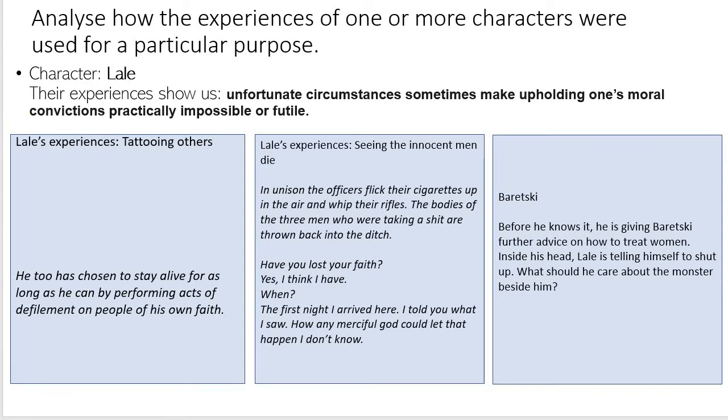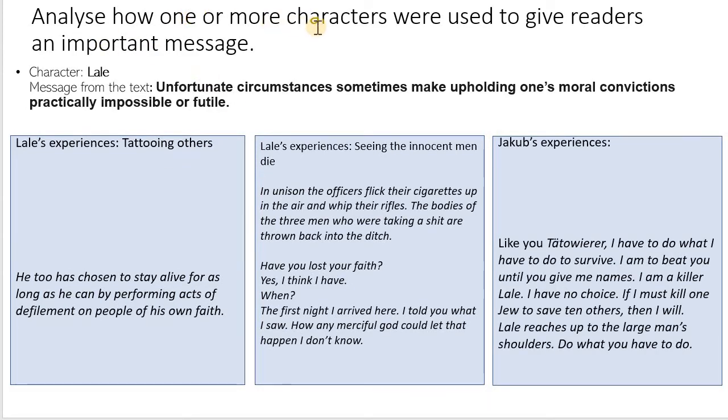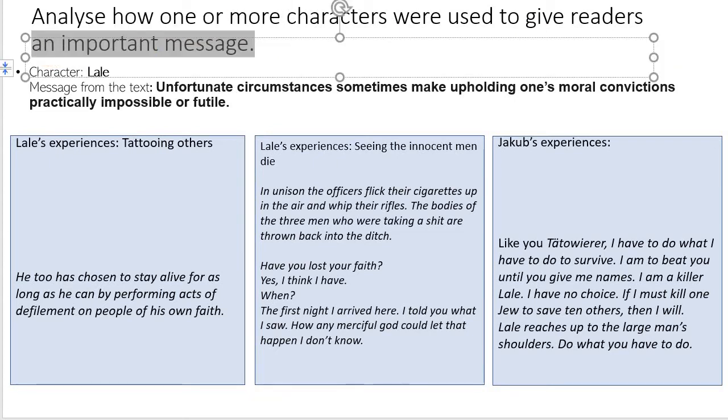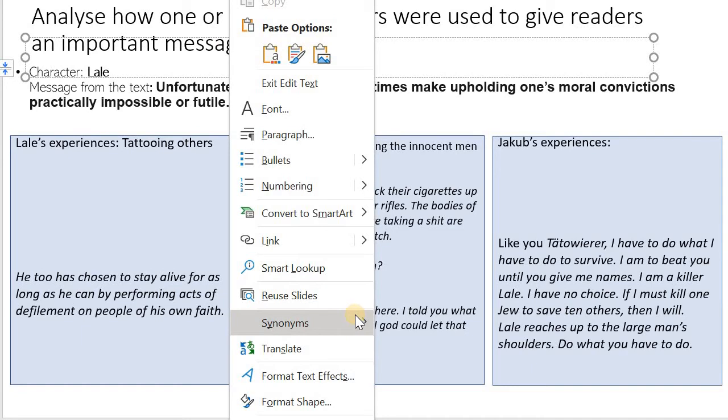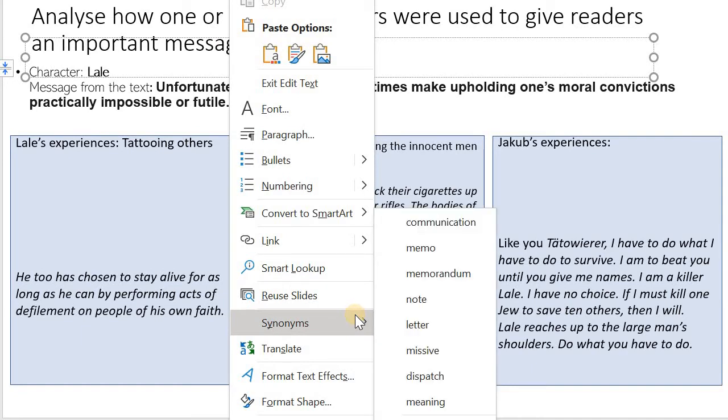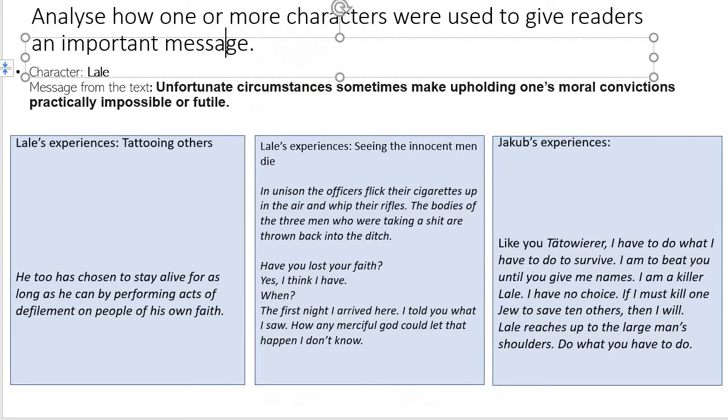So let's look at a slightly different question. Analyze how one or more characters were used to give readers an important message. An important message, or like a comment on society or an idea or whatever, that's for particular purposes, all the same words. Okay, so if it's basically analyze how characters were used to do something, it's the exact same thing. So important message, like share an important comment about society, give an important message to readers, whatever some other synonyms are of the word message that I can't think of right now. Yeah, communicate something to us. Any of it means basically the same thing.